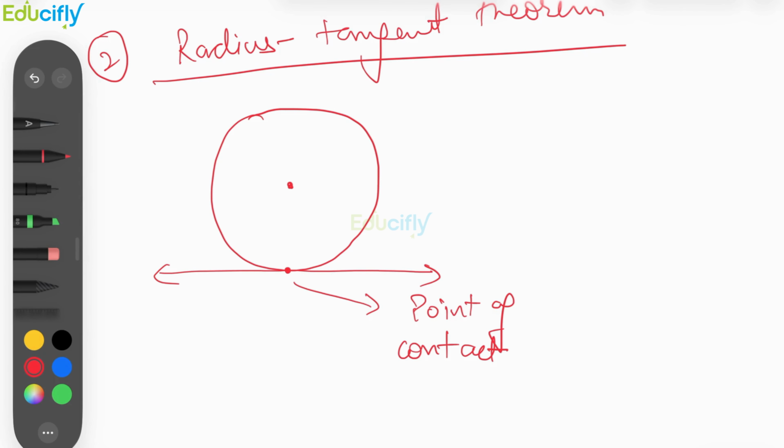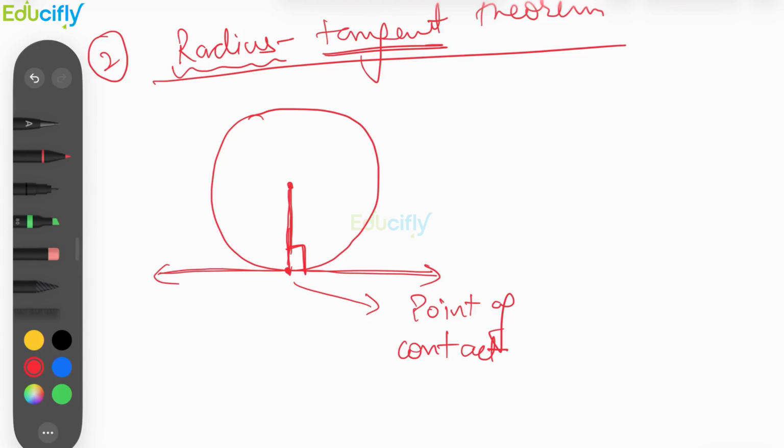When this line is joining this point and makes a 90-degree angle to it, this is called the radius and tangent. You just need to remember the words. Radius stands for this thing, this is your radius, and tangent, we are talking about this thing. So they are concludingly making a 90-degree angle to it.